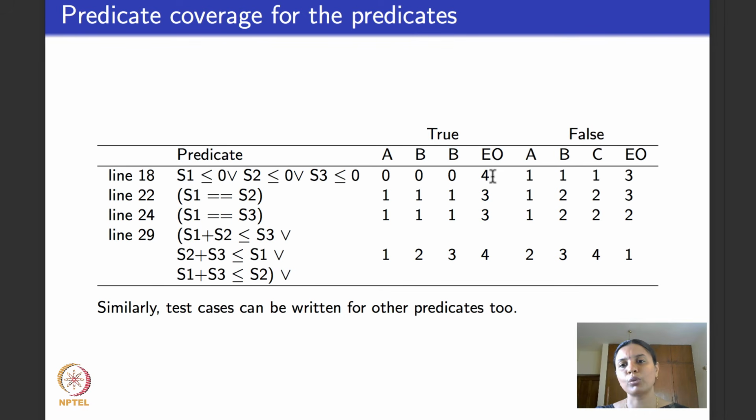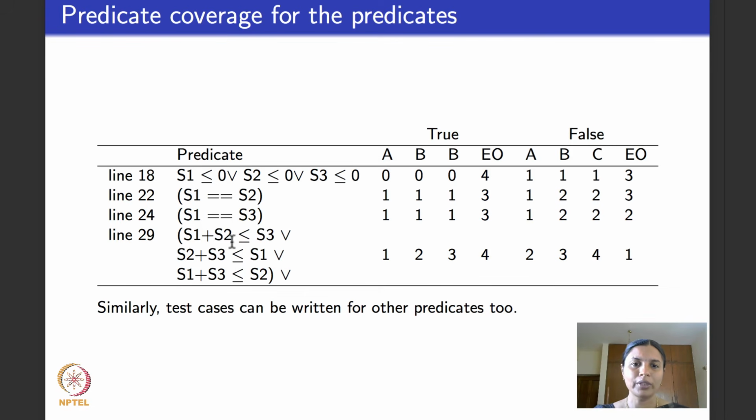The expected output is 4, which means it's not a valid triangle. Similarly, for the predicate in line 22, which is S1 is equal to S2, I have given some values here, and the output here should be, if you see all three values are the same, so the output is an equilateral triangle. Here the output is false, so only two sides are equal.